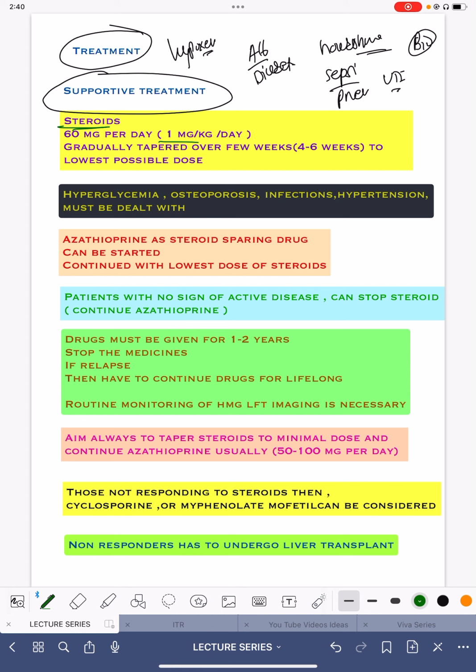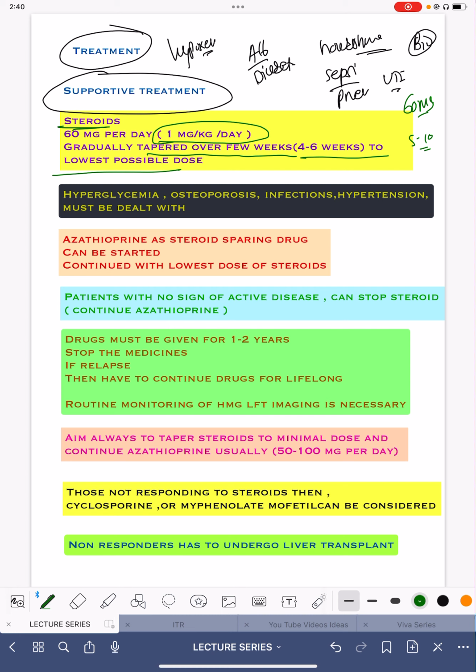Usually 1 milligram per kilogram per day of steroid is started. Most patients will be between 60 to 80 kg, so 60 to 80 milligrams of steroid can be started right away, and it is gradually tapered over a few weeks to the lowest possible dose. For example, the patient can be put on 60 milligram per day for 6 days, then tapered to 50 milligram per day for 7 days, and then 40 milligram per day for 7 days. Over a period of time, most patients are put on the lowest possible dose of steroid, around 5 to 10 milligram, after around 1 to 1.5 months.